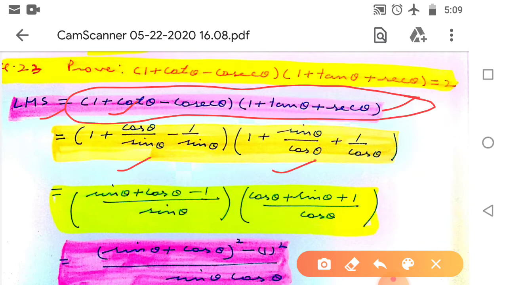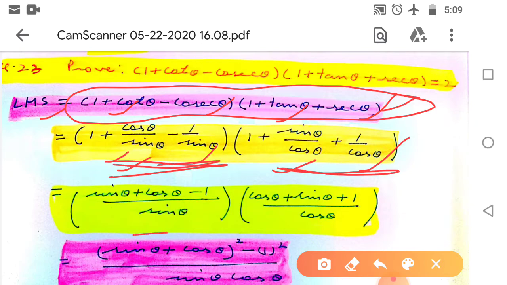So instead of writing cot theta, we write cos theta upon sin theta. Instead of writing cosec theta, we write 1 upon sin theta. And here instead of writing tan theta, we write sin theta upon cos theta, and instead of sec theta, we write 1 upon cos theta. Now take the LCM here. Here the LCM is sin theta.